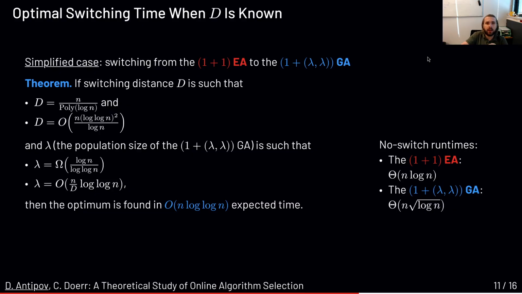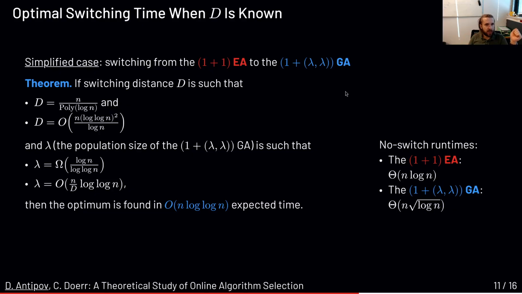So, we consider a simplified case, when we don't use the (1+λ) EA but just the (1+1) EA, and we switch to the (1+(λ,λ)) GA. We decided first to see what happens when we know exactly the distance at which we need to switch. And imagine that our algorithm first runs the (1+1) EA, and as soon as it reaches distance d from the optimum, it switches to the (1+(λ,λ)) GA. It's not a realistic setting, but let's say that we know d.